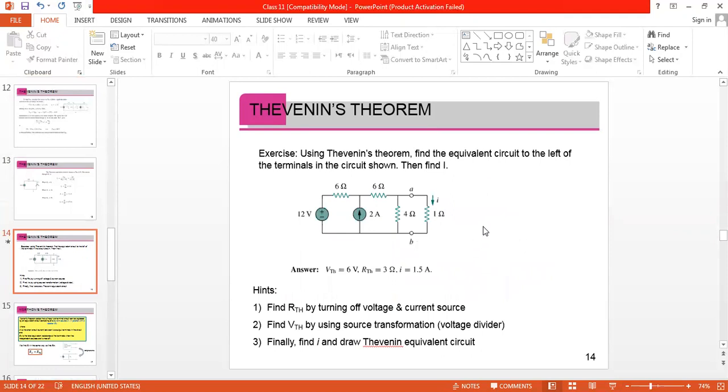This is your homework. You can go through it. And in this course, we are only concerned about the independent sources, not the dependent sources. So we're not going to solve any problem for the dependent sources. So this is your homework. Just do it. If you have any problem, you can ask me.